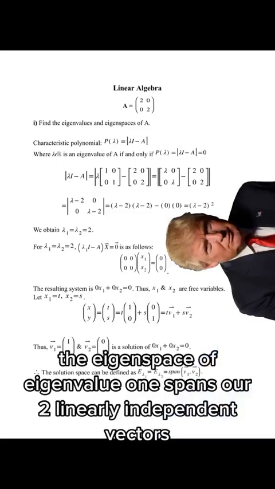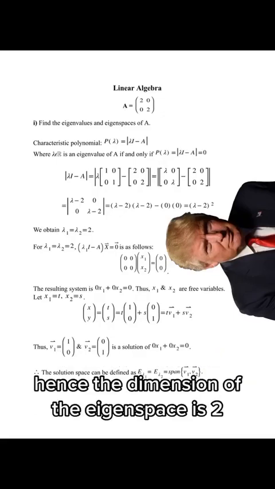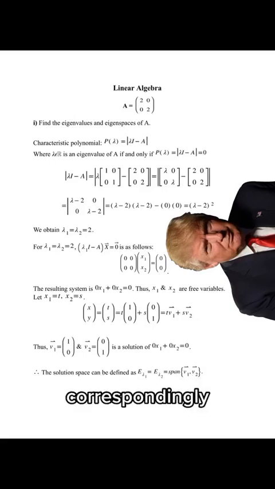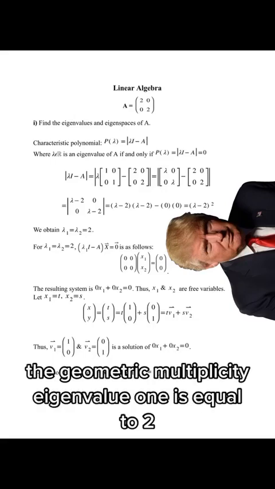The eigenspace of eigenvalue 1 spans our two linearly independent vectors. Hence, the dimension of the eigenspace is 2. Correspondingly, the geometric multiplicity of eigenvalue 1 is equal to 2.